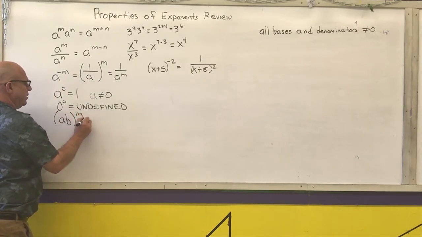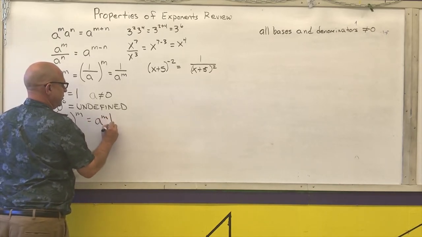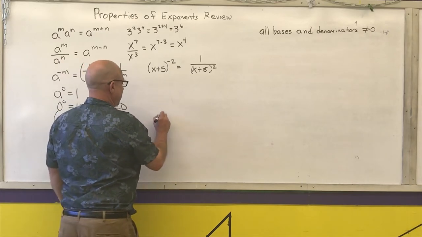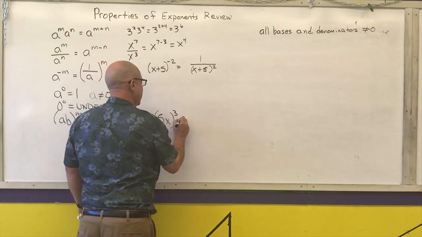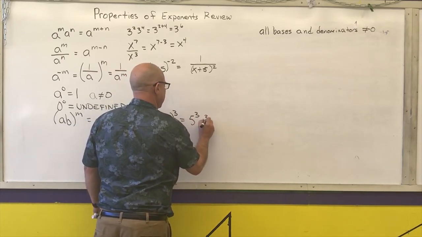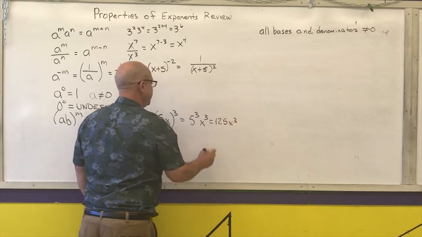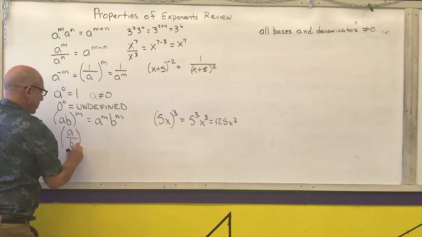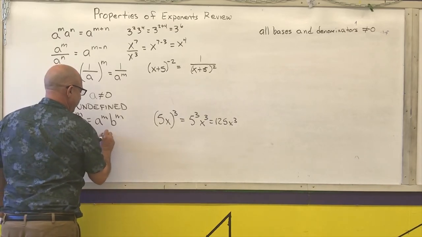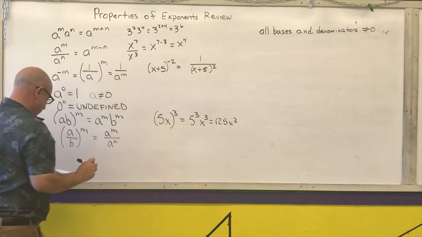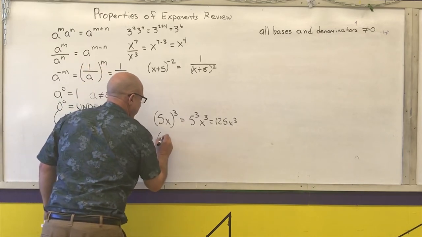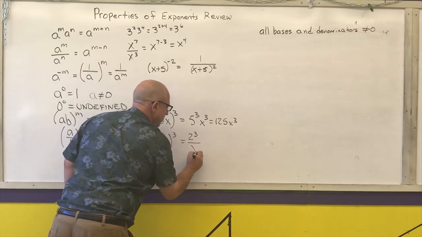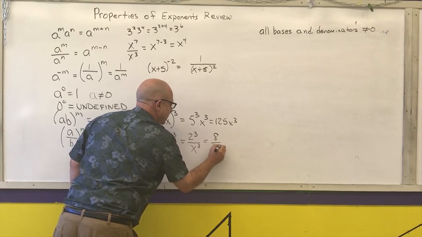A product raised to a power is the same thing as raising each of the items to that power. So, for example, 5x quantity cubed is equal to 5 cubed x cubed, which is 125 x cubed. Similarly, I have a quotient raised to a power. I take the power of each term of the quotient. Example here, 2 over x quantity cubed is equal to 2 cubed over x cubed, which is 8 over x cubed.